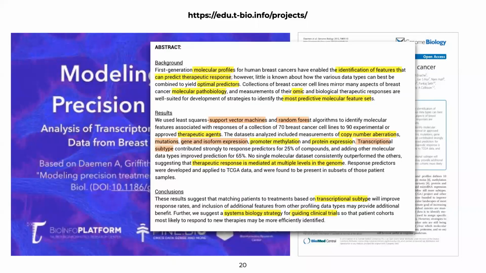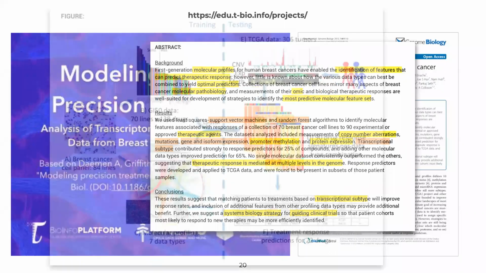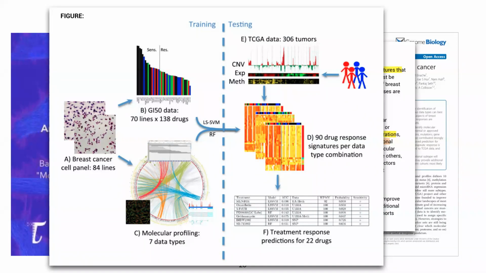As a result, if you look through the article itself, you'll see how we will learn about molecular profile, what these features are, how to predict therapeutic responses, what the optimal predictors are, what molecular pathobiology and omics data are, and how to select the most predictive molecular feature sets. So you'll get access to a number of projects that are really broken down and clarified in terms of what the objective is, what the data is, and how to apply the different methods of analysis to discover such important patterns and be able to speak about them and present them to your peers.